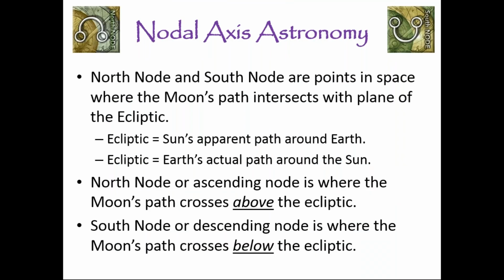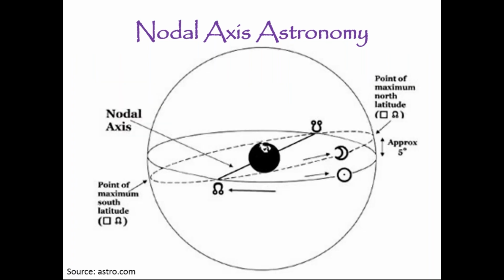And so, a little nodal axis astronomy. North node, south node, they're points in space where the moon's path intercepts the plane of the ecliptic. And the ecliptic is the Earth's actual path around the sun, although from here on Earth it appears the opposite. North node, ascending node, is where the moon's path crosses above the ecliptic. South node, descending node, where the moon's path crosses below the ecliptic.